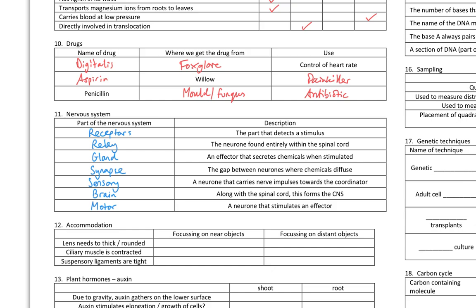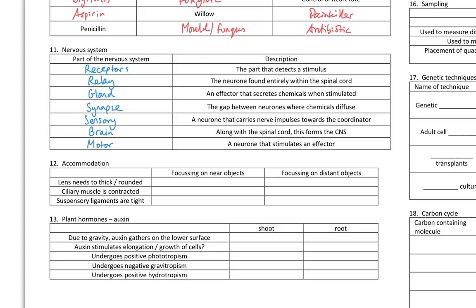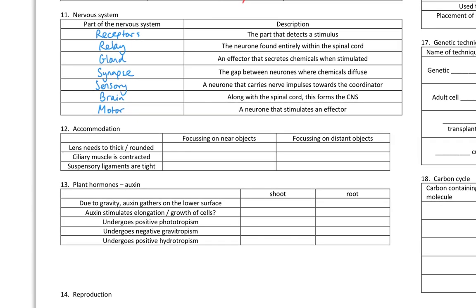Next one, accommodation. What's that about? Oh yeah, it's the eye, isn't it? So yeah, accommodation, this is focusing, in other words. So I'm going to focus on a near object. Well, when I focus on a near object for a long time, my eye gets tired. And you get tired where muscles are contracted. So ciliary muscle is contracted. I'm going to put yes here. When I look into the distance, it's going to be the opposite. So that helps me get into the question, I always think.